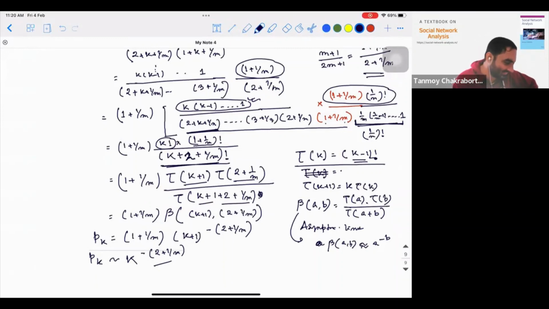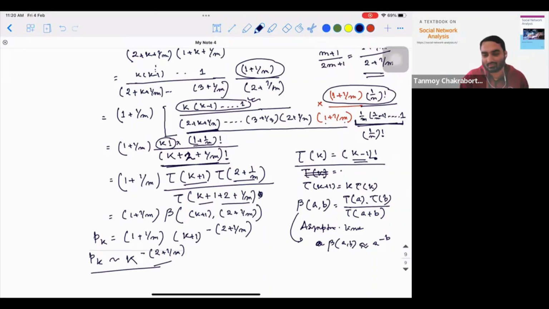So you see here that the Price model also follows the power law property, and here the exponent is flexible because it is also dependent on m, right? If you vary m, the exponent will also vary, unlike Barabasi Albert, where the exponent is always -3. So this is the Price model.